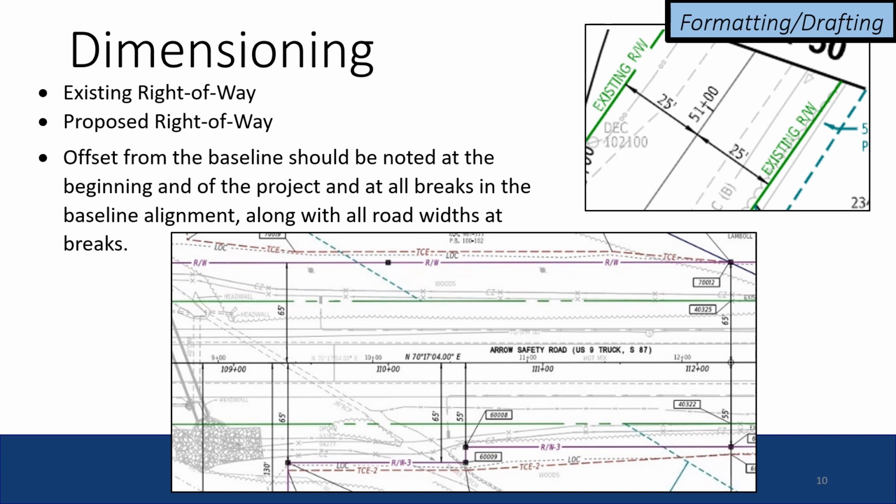The existing right-of-way line should be dimensioned from the baseline. The proposed right-of-way line should also be dimensioned from the baseline. The offset from the baseline should be noted on the plans at the beginning and end of the project and at all breaks in the baseline alignment, along with all road widths at breaks along the right-of-way lines.